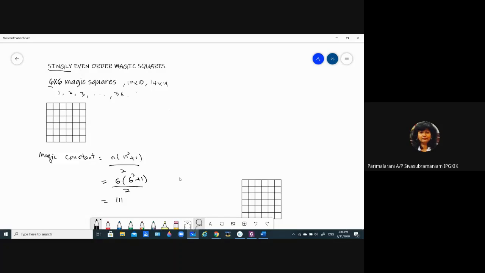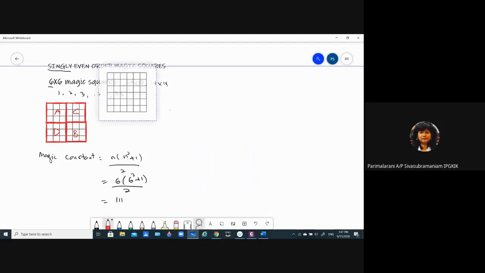To fill this magic square, first we are going to divide this into four big squares. This is square 1, 2, 3, 4. And we are going to name them A, B, C, D. A along the diagonal, A, B, C, D. So this is how we are going to start filling the magic square.